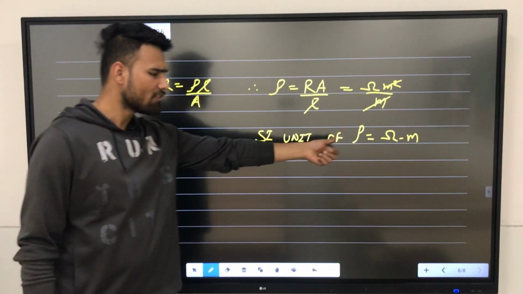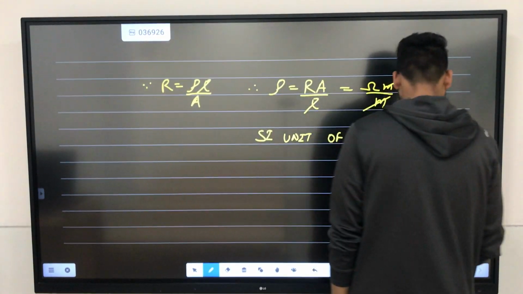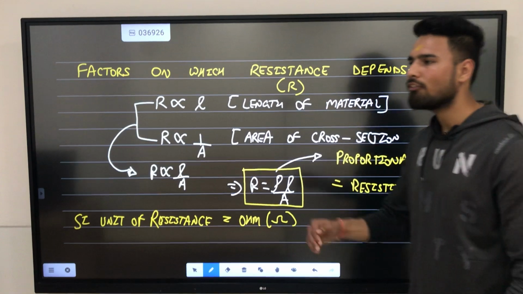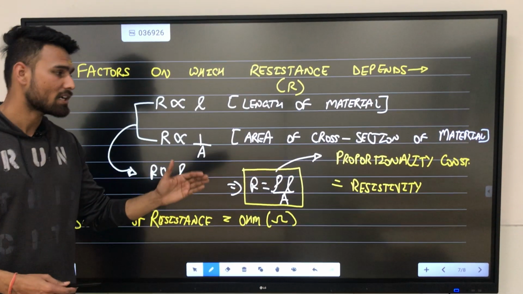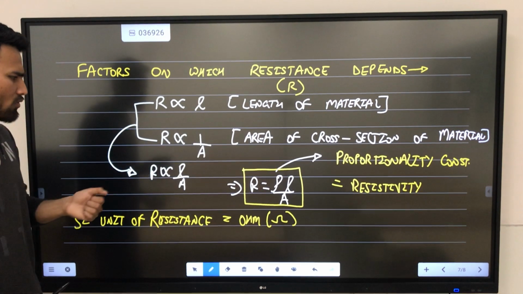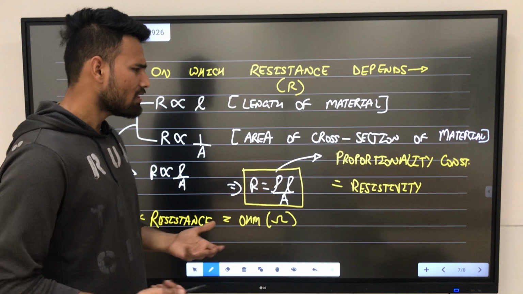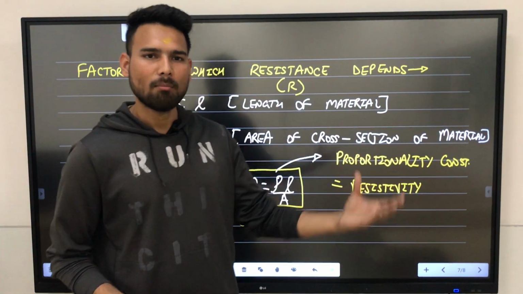Now what does this resistivity mean? We have already discussed that it is the proportionality constant. It means the resistivity of a material will always be constant. So does resistance depend on resistivity also? Yes, we can say, because resistivity is a constant for any material.